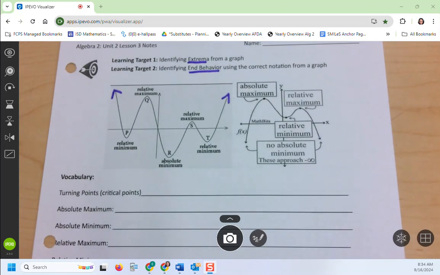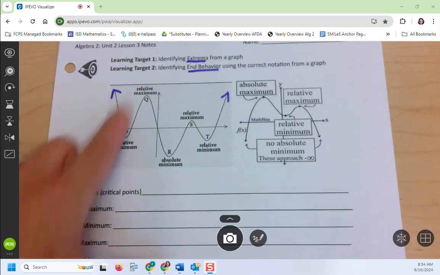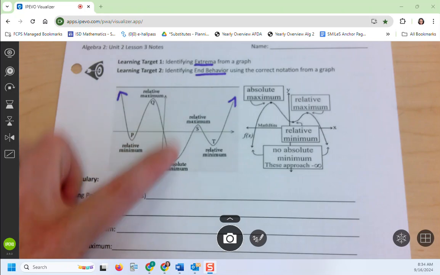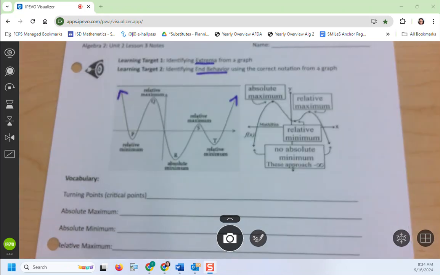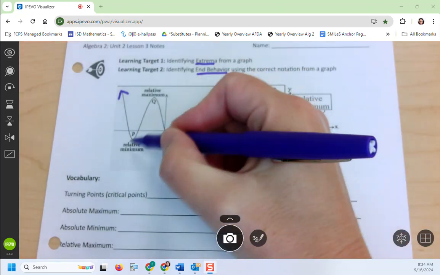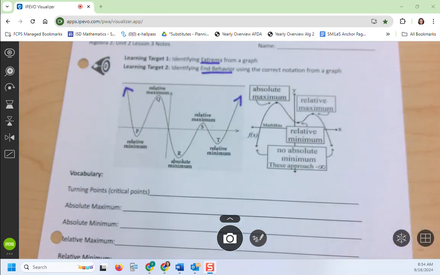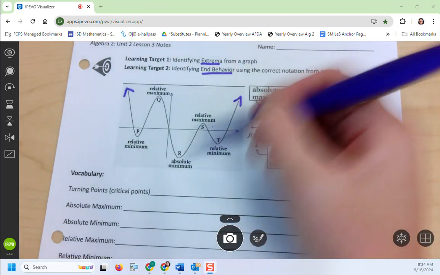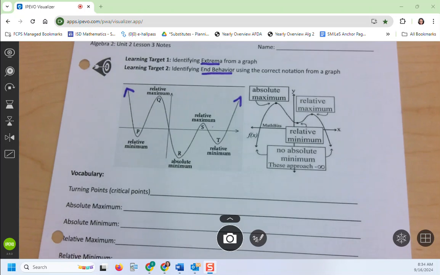All right, turning points are literally the points where the graph turns. So if you look at this, you can see the turning points. How many turning points on the first graph? Look at the graph. How many turning points? You guys see 5? 1, 2, 3, 4, 5. Yeah, so they're the points where the graph turns.